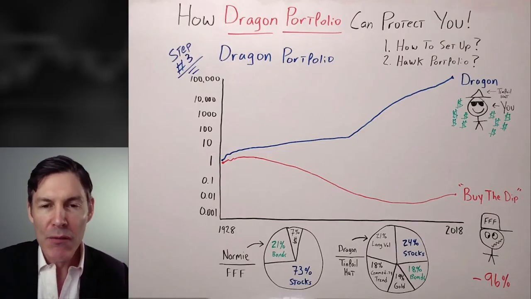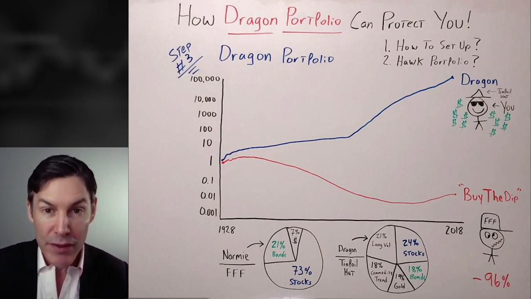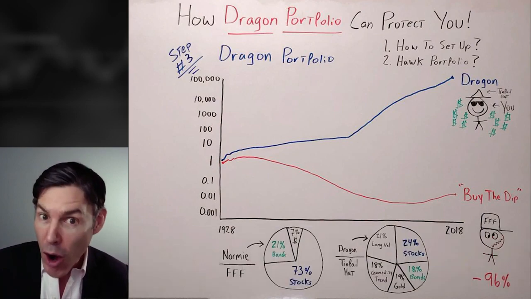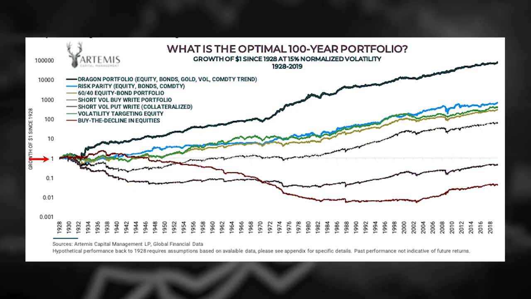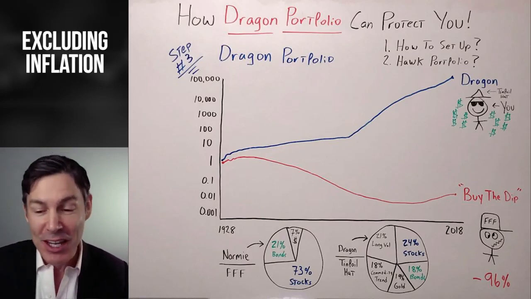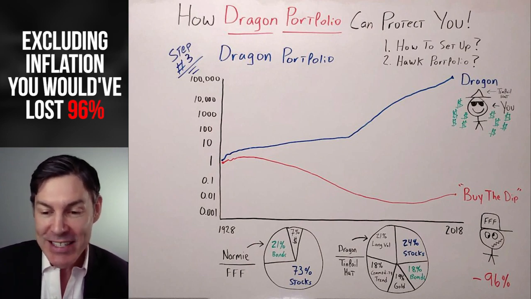And what would happen if you would have taken the advice of every single financial guru on YouTube and just bought the dip? Whenever stocks go down, you're buying because you know the stock market always goes up over time. You would have started with $1. At the end of 2018, you'd have right around 4 cents. And that doesn't even include inflation. So excluding inflation, you still would have lost about 96%.